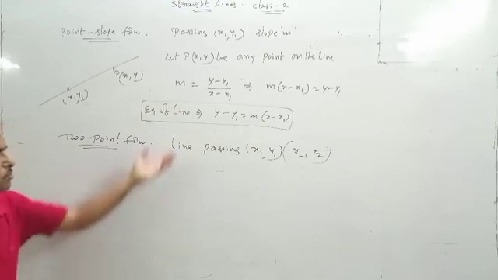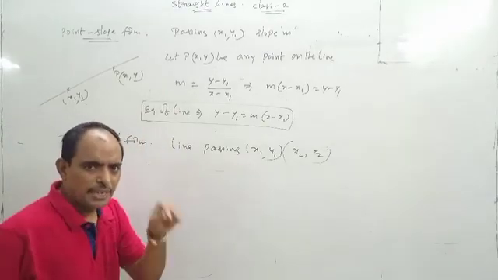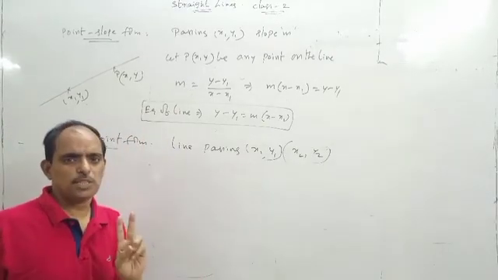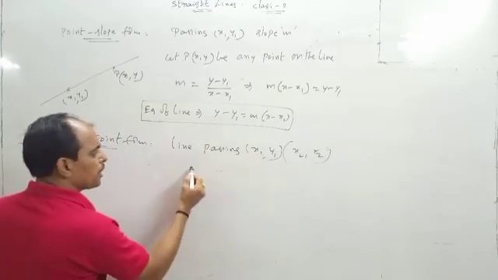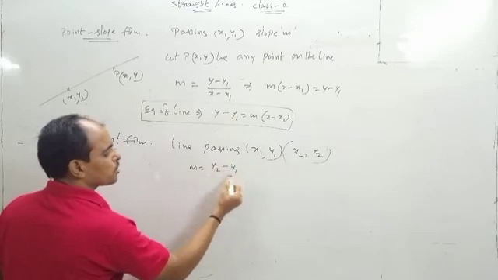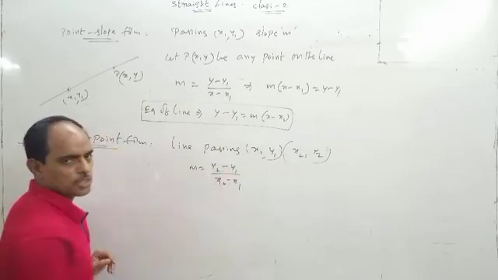Okay, now it's simple. You take 1 point. Actually for a line equation, one point and one slope are enough. But here 2 points are given. So is the slope given? What about the slope here? y2 minus y1 by x2 minus x1.